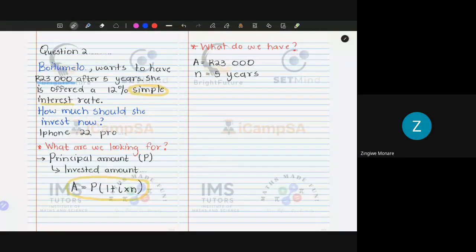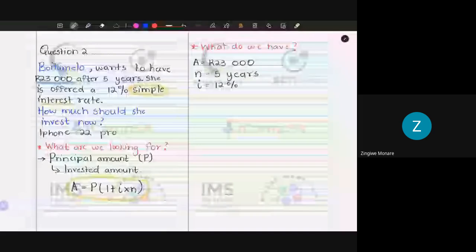We have I. What is the I equal to? 12%. 12%. Awesome, you guys. So let's quickly have a look at our formula now.